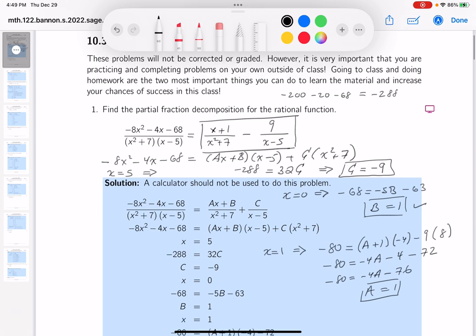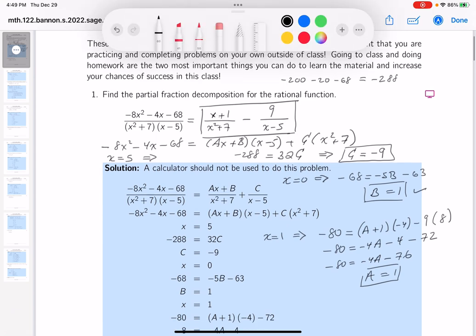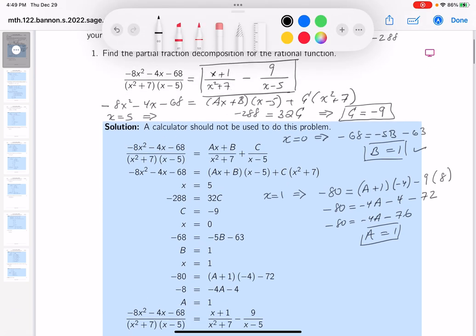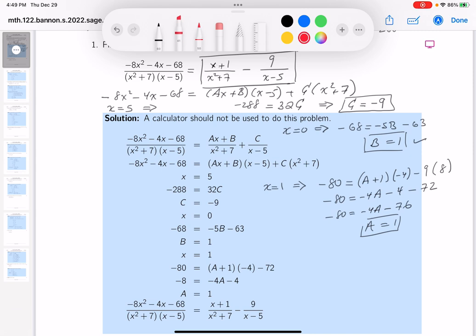Okay, let's look at it, see how we did. Did we get the result? And the result they say is x plus 1 over x squared plus 7, minus 9 over x minus 5. We're good to go, thank you.